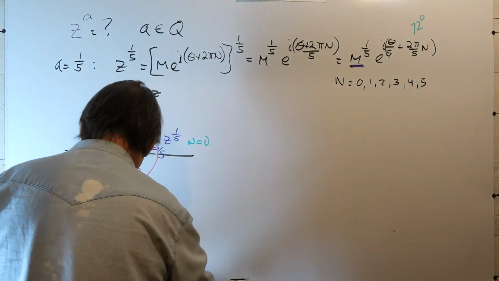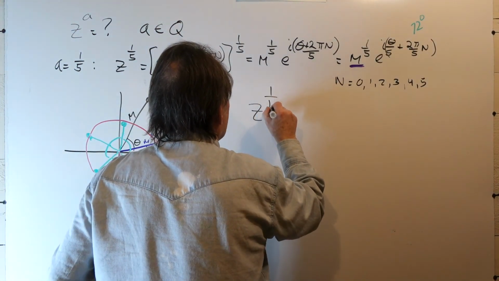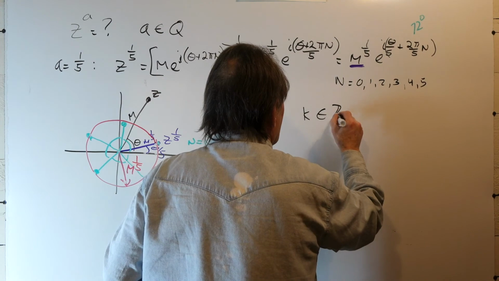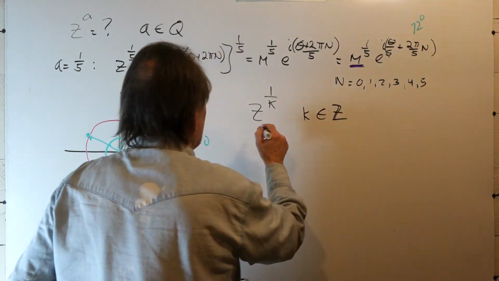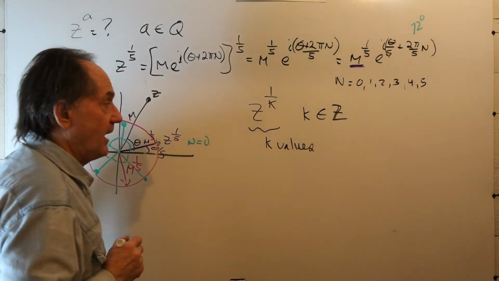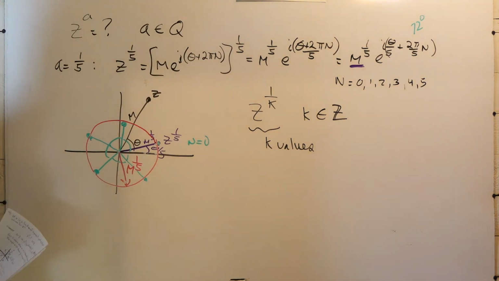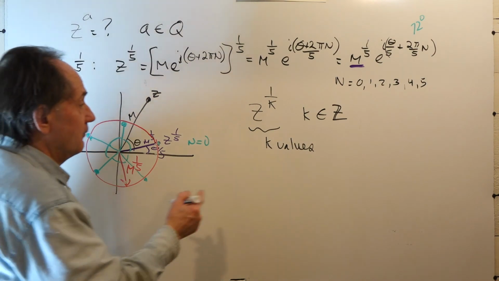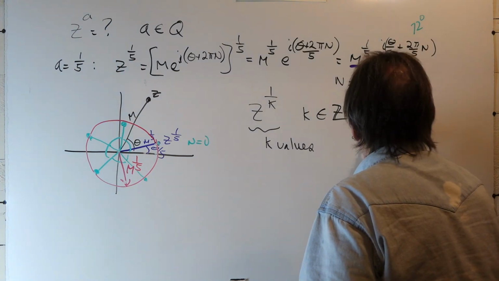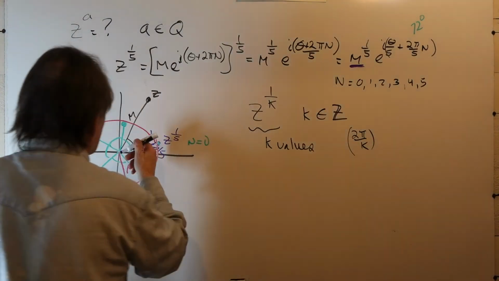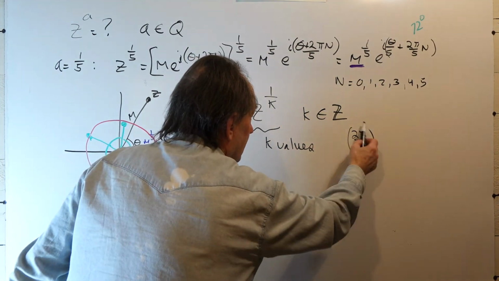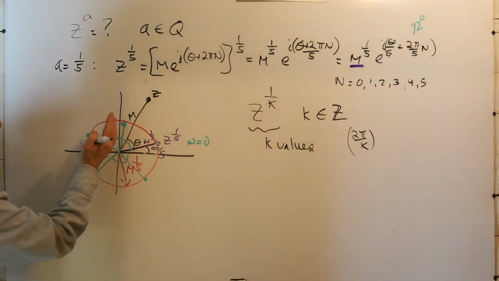So in general, z raised to the 1 over k, where k is an element of the integers, has k unique values. It's multi-valued. It has k values, and these are called the roots of z. And it will be cyclic. The steps will end up being 2 pi over k. That's the angular step between the roots as we go around. They'll be evenly spaced on the circle with that angular step between each of the roots.